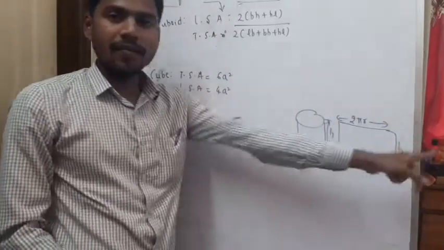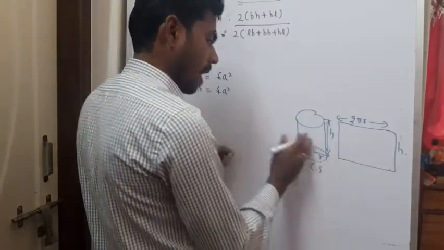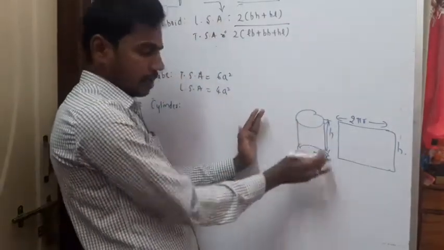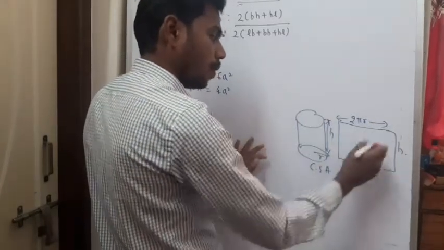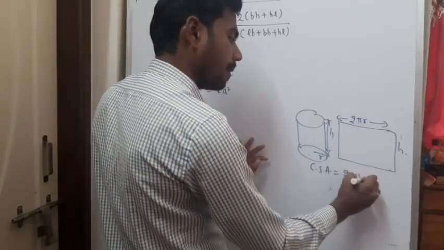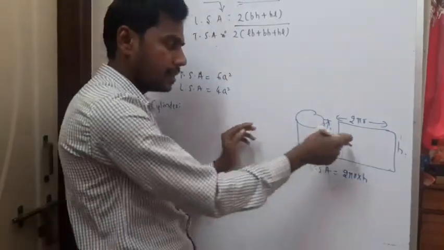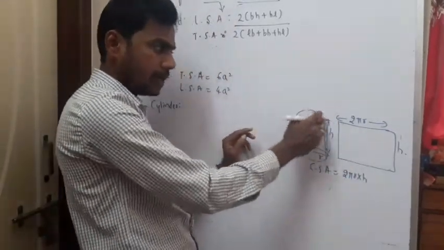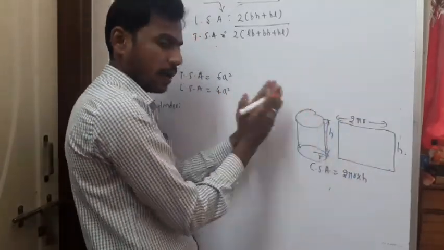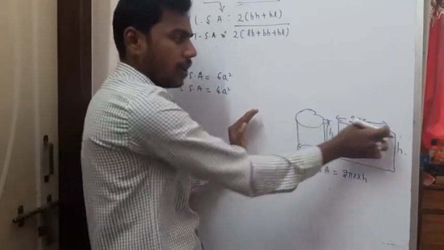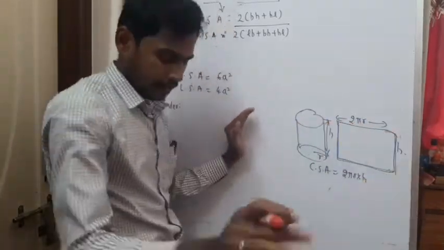Then what is the area of a cylinder? Curved surface area, I am covering only the curved part of it. Curved surface area is equal to 2 pi r into h. I am considering only curved surface area. This is 2 pi r, this is the perimeter. If you open it, this length will be the perimeter. If I cut it open, it will open and come out like this.